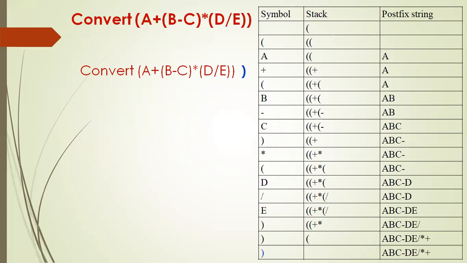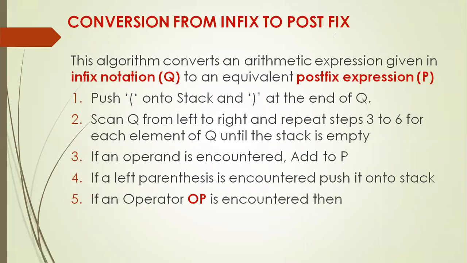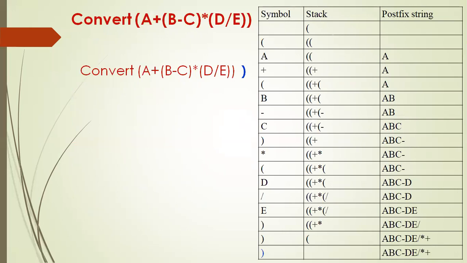Next symbol is A. A is an operand. If it's an operand, what you have to do? Step number 3: if an operand is encountered, add it to P. Now P is the last column. What will the P value be? Initially it is empty. Now P becomes A.